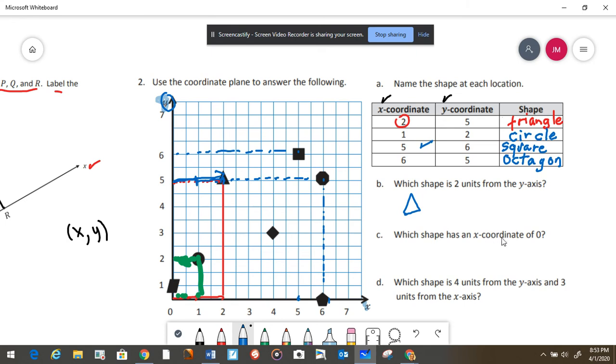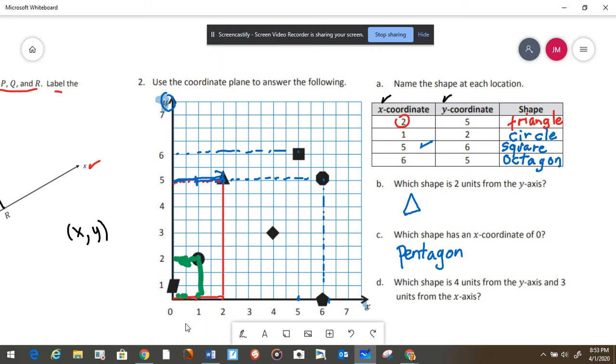Which shape has an x coordinate of 0? Oh, look at this. Well, when this shape is right on the line, that means the coordinate is 0, and the answer will be the pentagon because it has 5 sides. Pentagon.